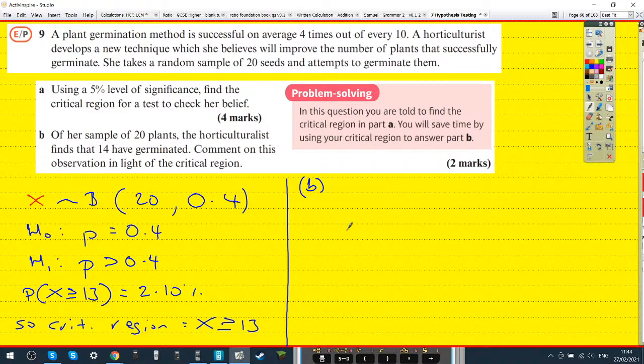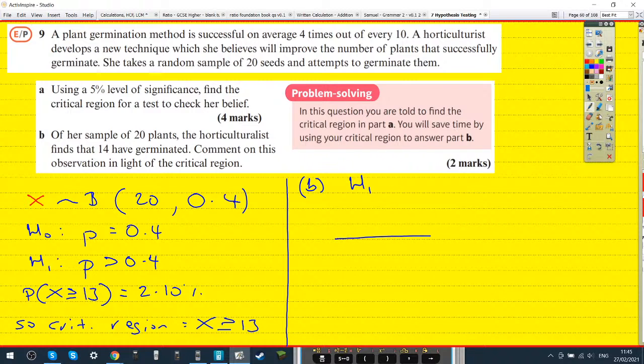So the critical region is true because more than 0.4 of the 20 plants have germinated. The big picture is, did her new technique work or not? That's what H1 is about. So did the new technique work? Yep, the new technique worked. That's H1. You can just write down that her new fertilizer was successful.